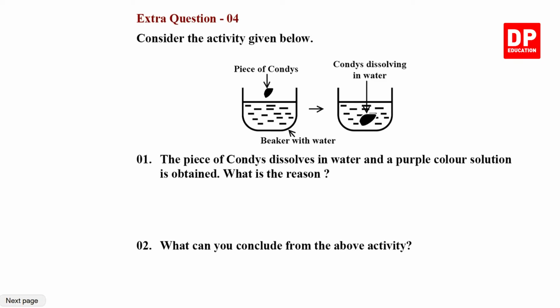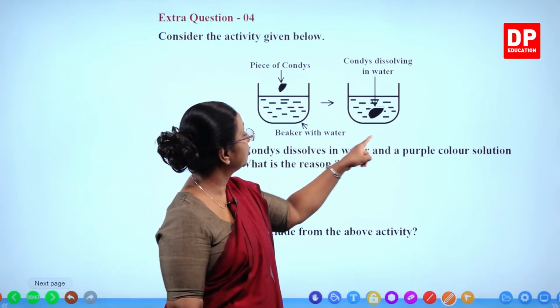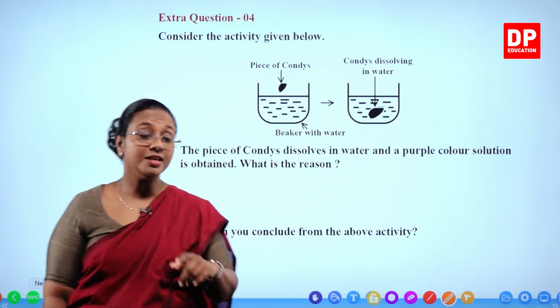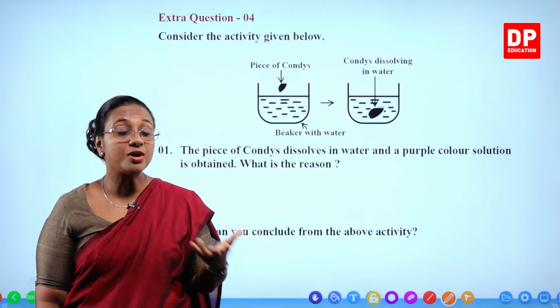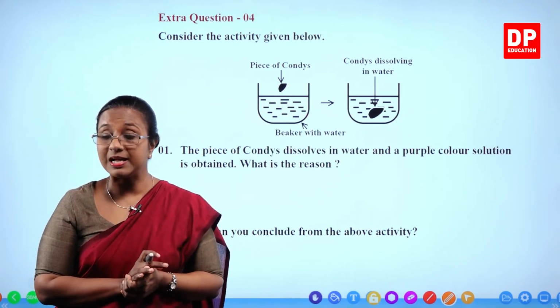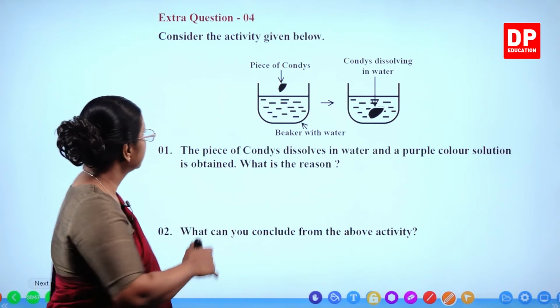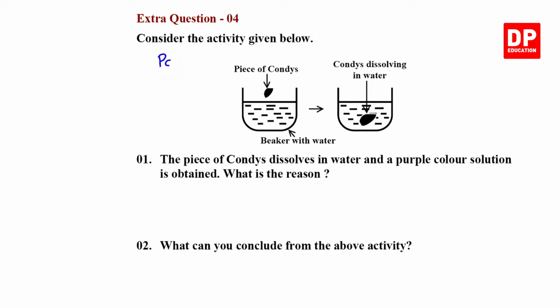Consider the activity given below. So look at the activity. Here we have a beaker with water and a piece of condis. You know condis is made up of crystals. It will look like a black color, shiny solid. It is a compound. Then what happens there? When you put it into water, you can see the condis dissolving in water. Although the solid looks black, when it dissolves it turns purplish in color. The condis solution is potassium permanganate solution. Condis is potassium permanganate. That is purple in color.